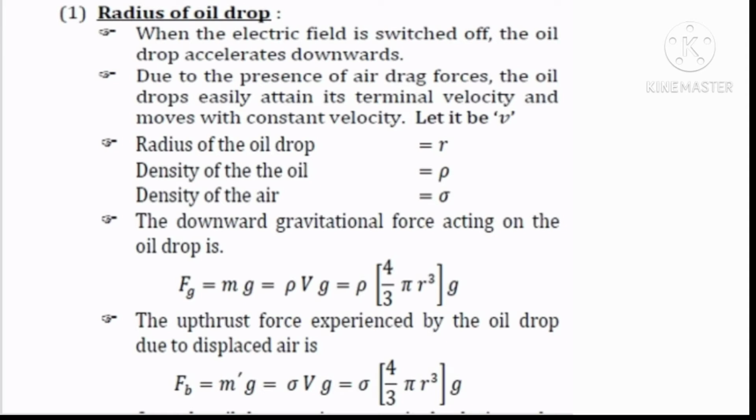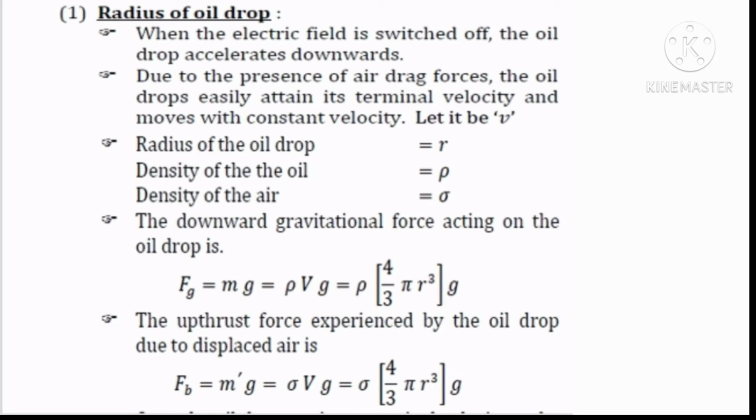The downward gravitational force acting on the oil drop can be written as Fg is equal to m g, which is equal to rho V g, which is equal to rho into 4 by 3 pi r cube into g. Here m is replaced as rho into V, where capital V is the volume of the oil drop, which is equal to 4 by 3 pi r cube.